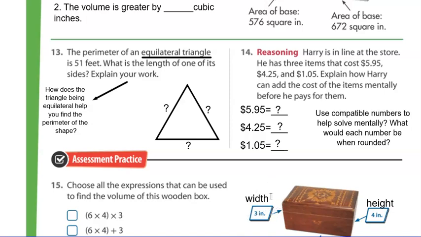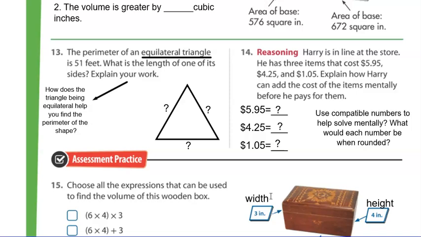On number 15, it says Harry is in line at the store. He has 3 items that cost $5.95, $4.25, and $1.05. Explain how Harry can add the cost of the items mentally before he pays for them. So we talk about this a lot. When I'm at the store and I'm trying on a bunch of different clothes, I'm always quickly adding the prices up in my head so I know I have enough money.